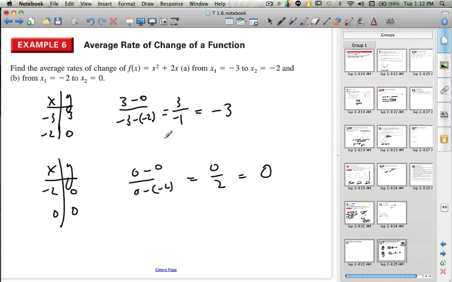So the calculation that we do is the same calculation we do with slope. And all we're really doing is we're saying between these 2 points, we're connecting them essentially with a straight line and finding its slope in order to find the average rate of change.